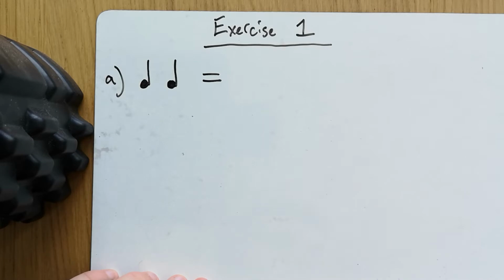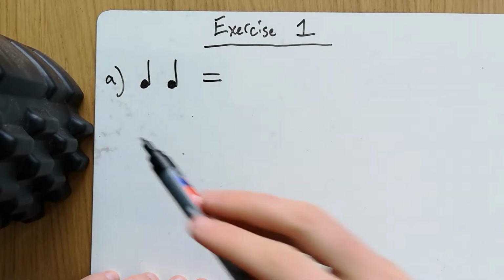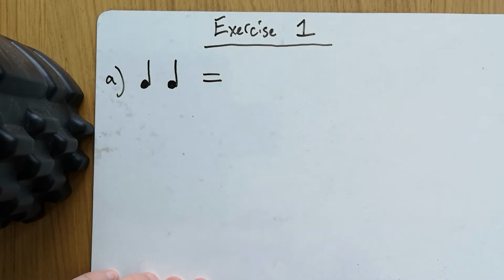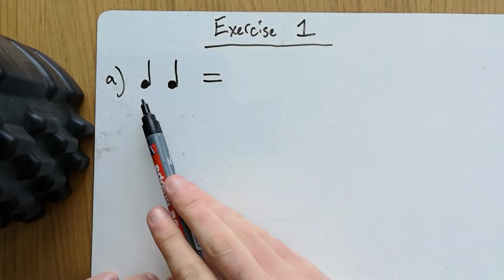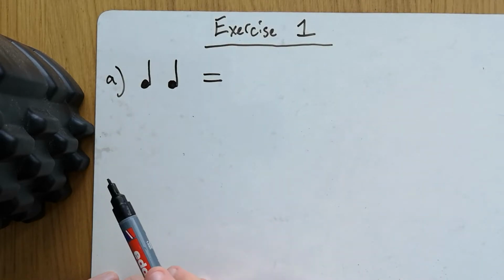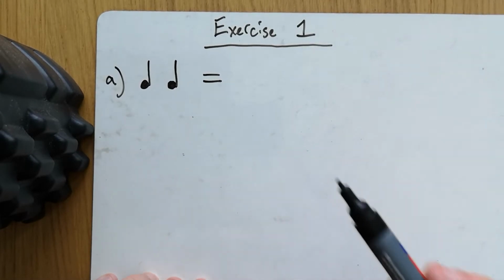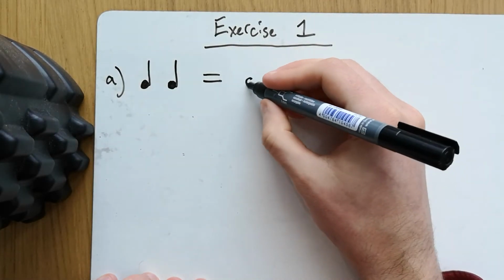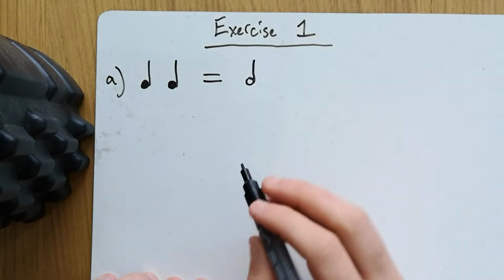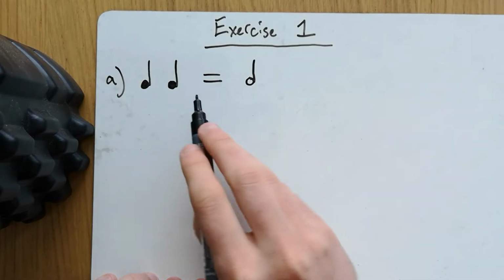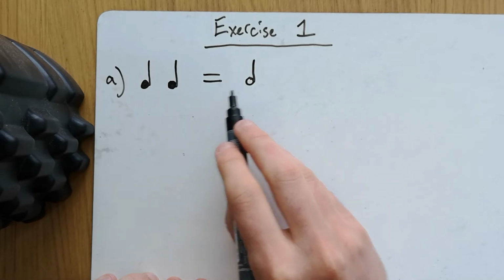Okay, so in this first exercise, I'm going to give you a bunch of questions written down here, and the answer I want you to give is to write one note that has the same value as the notes in the question. So here I've got 2 crotchets. What one note is equal to 2 crotchets? You should write down a minim, because that one note is equal to 2 crotchets.